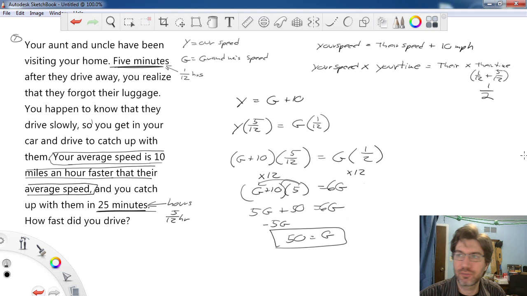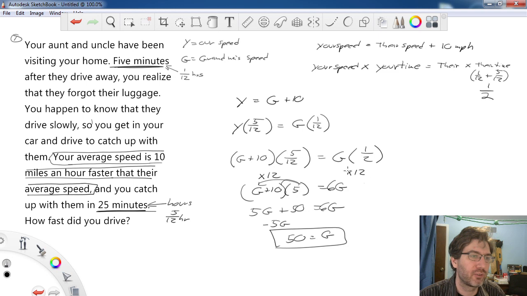Yeah, I'm reading things wrong. That's my biggest mistake. It's 5 minutes after they drive away. So this is their time, so this is 5 minutes after. So we count 5 minutes, and we count the 25 minutes that it took you to drive there. Together that's half an hour. And that's why this is going to be a half.